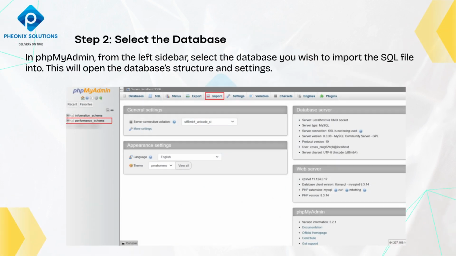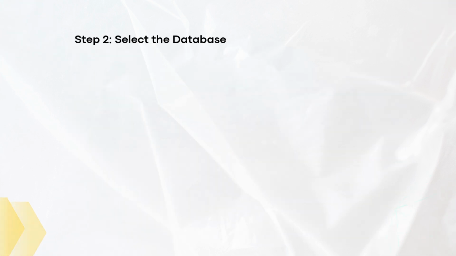Step 2. Select the database. In phpMyAdmin, from the left sidebar, select the database you wish to import the SQL file into. This will open the database's structure and settings.